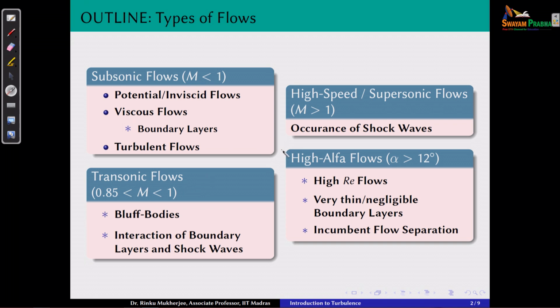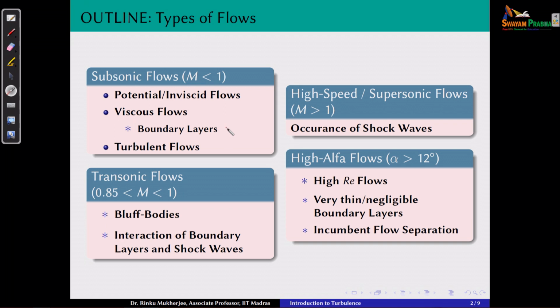And then, of course, this is something which I do for a living almost, which is high speed flows, high alpha flows, and typically for airplane wings, it could be for an angle of attack of more than 10 degrees, 12 degrees. Here also you encounter turbulence because these are very high Reynolds number flows. The boundary layers are very thin, they separate, and the moment you have flow separation, you're talking about turbulence. We also have turbulence in transonic flows and subsonic flows.